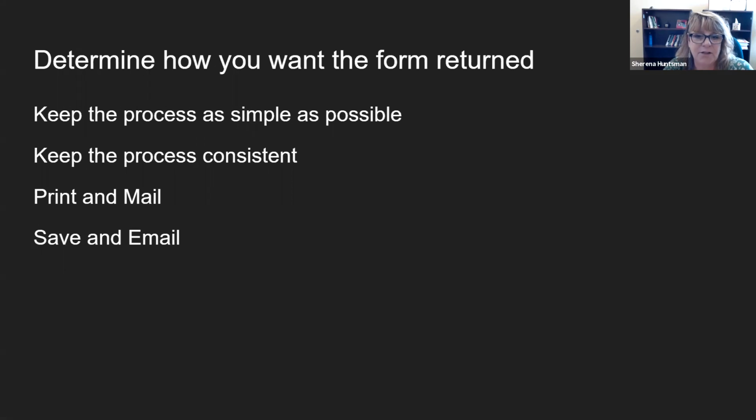Okay. So the first step, obviously, is going to be to determine how you want that form returned. How do you want your participants to return it to you? How do you want to get that form and that information back? This is a balance between what you need and the ease and convenience for you, and also the ease and convenience for your participants. What's going to be easy for them, what's going to be most useful to you. That's how you make those decisions.